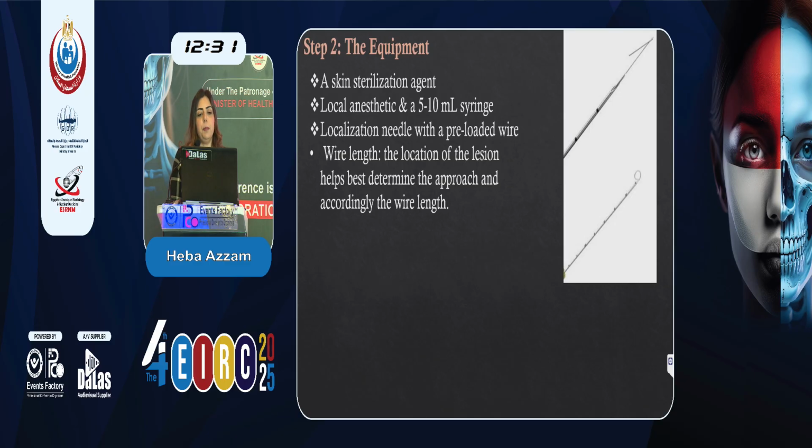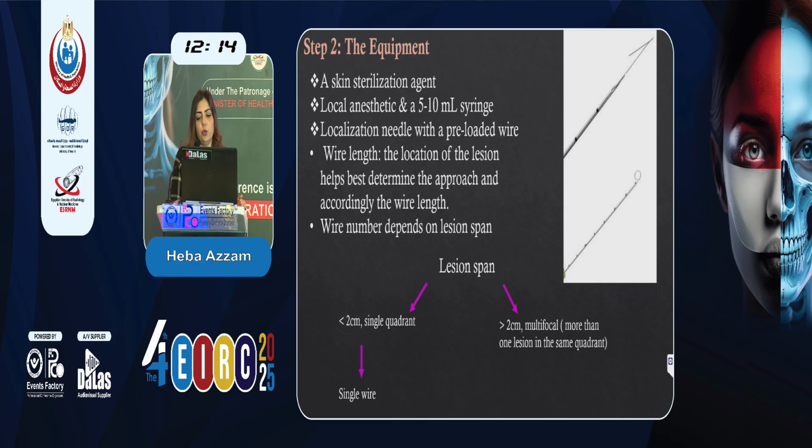The wire length depends on the location of the lesion, which helps best determine the approach and accordingly the wire length. The wire number depends on the lesion span, which is if less than 2 centimeters, and in single quadrant, we use a single wire. If more than 2 centimeters and multifocal, more than one lesion in the same quadrant, we use bracketing with multiple wires.